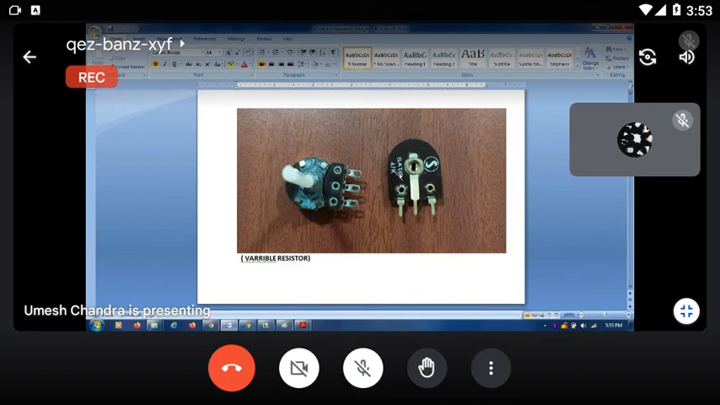Then for another resistor, how do you vary the resistance value? By taking a small screwdriver and fixing it in the middle. Then vary in the clockwise and anti-clockwise direction. The same procedure: three terminals, first, second, last. If you connect first and last, you get the maximum 47 kilo ohm resistance value. If you connect first and second, then you vary the middle portion with a screwdriver, and your resistance value will decrease. This is the variable resistance. Clear? Yes, sir.